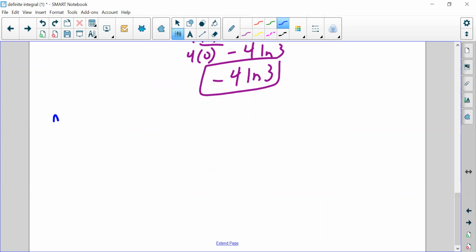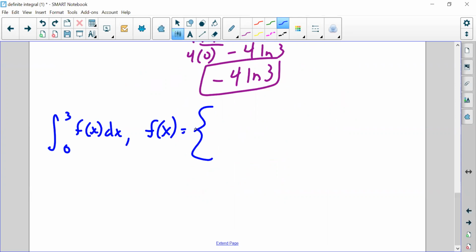So this is our last type. The integral from 0 to 3 of f of x dx, if f of x is defined by the piecewise function x over 2 minus 1 when x is less than or equal to 2, and x squared minus 6x plus 8 if x is greater than 2.